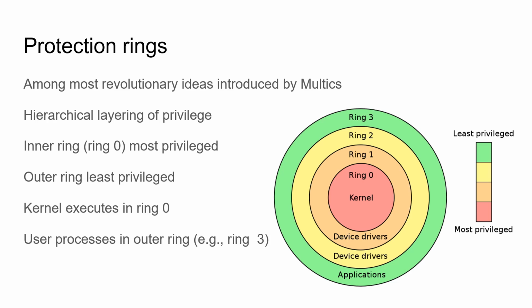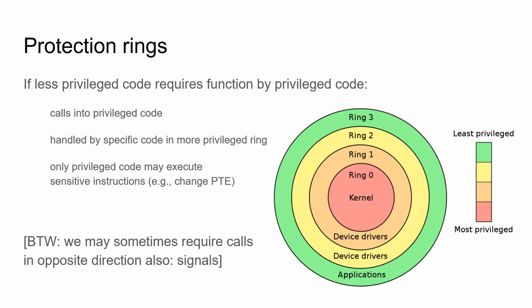Are you even allowed to make this call? Are you allowed to use these arguments? If you want to adjust page tables, does it even work for you? Can you actually do this? So all of this is extremely useful for the principle of full mediation. You want to have complete mediation. The calls are handled by the specific code in the most privileged ring.